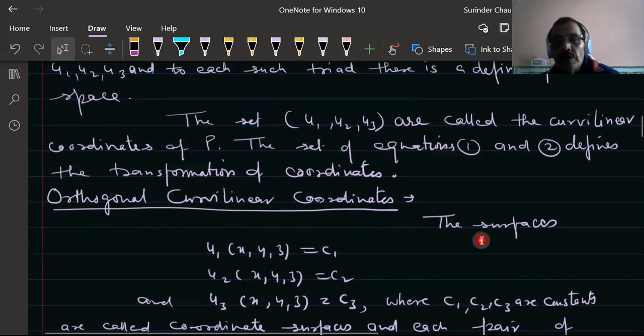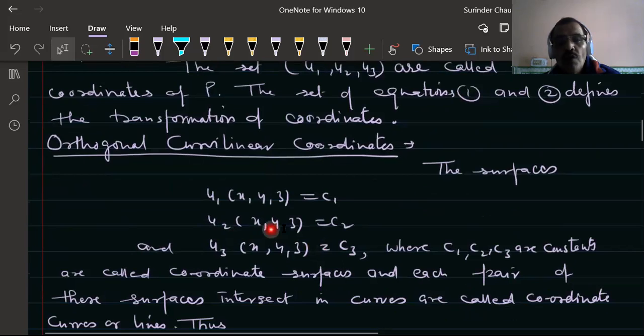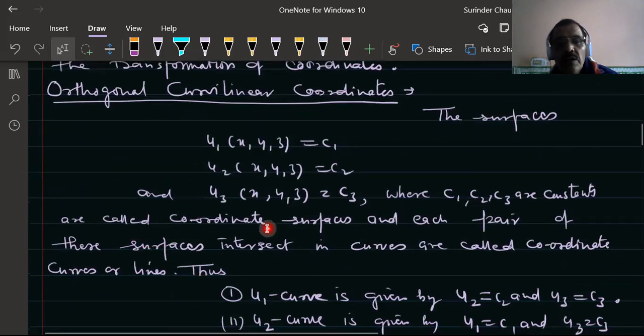Now, orthogonal curvilinear coordinates. Consider the surfaces u1 of x, y, z equal to c1, u2 of x, y, z equal to c2, and u3 of x, y, z equal to c3, where c1, c2, c3 are constants. These are called coordinate surfaces, and each pair of these surfaces intersects in a curve, called coordinate curves or lines.